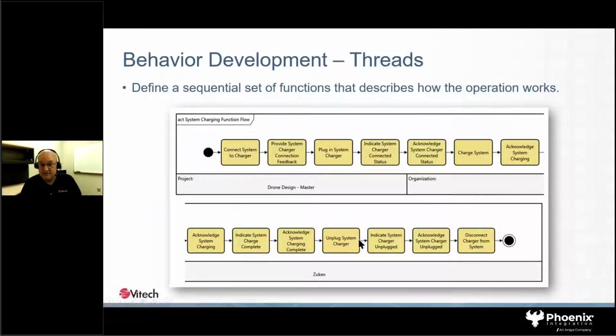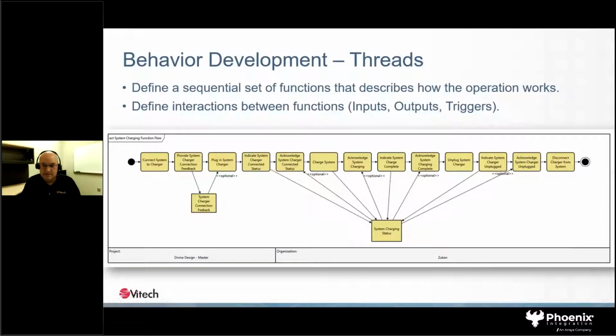So we're going to go through the process of developing then the behavioral threads, and we'll do this for each use case. The goal here is to define that kind of sequential set of functions that describes how the operation works. In this case, it was the system charging function that I chose, as an example, to talk about. And it simply goes through the process of: I connect the system to the charger, I provide some connection feedback, I plug the system in, I indicate that we're charging, the user acknowledges that charger status, charge the system, again acknowledge that it's charging, indicate the system charging is complete, acknowledge, unplug the system charger, acknowledge that the power's gone off, disconnect the charger from the system. So that's that sequential thinking of how you would charge the system.